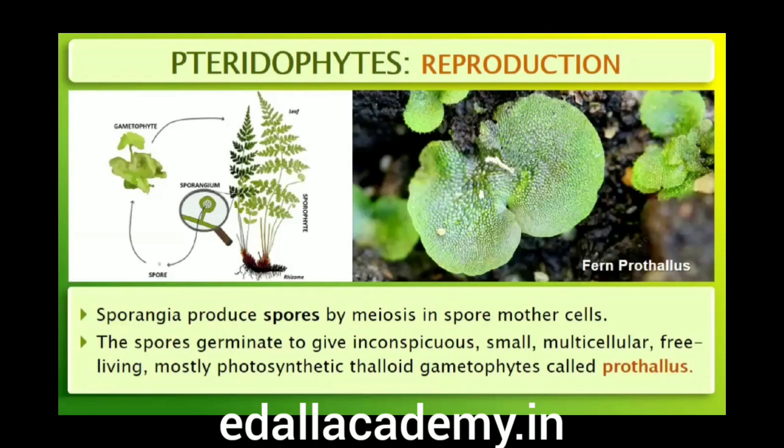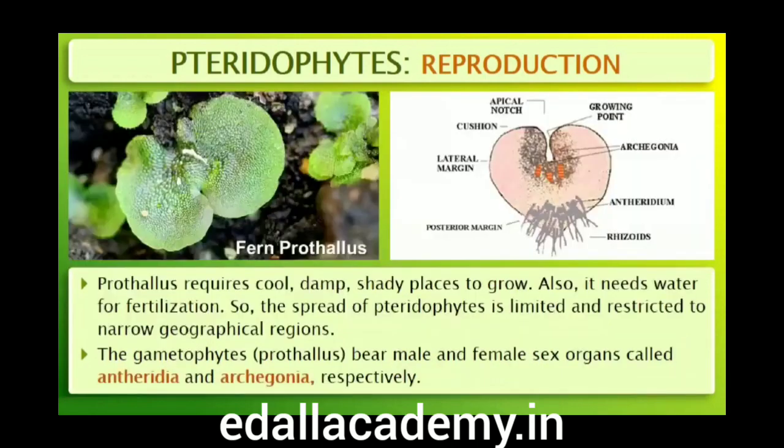The spores germinate to give rise to inconspicuous, small but multicellular, free-living, mostly photosynthetic thalloid gametophytes called prothallus. These gametophytes require cool, damp, shady places to grow. Because of this specific restricted requirement and the need for water for fertilization, the spread of living pteridophytes is limited and restricted to narrow geographical regions.